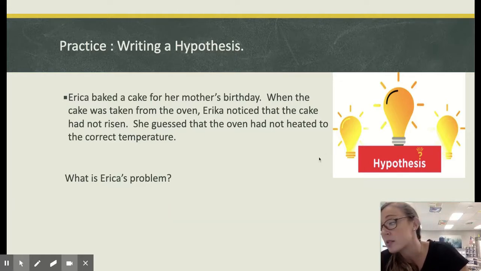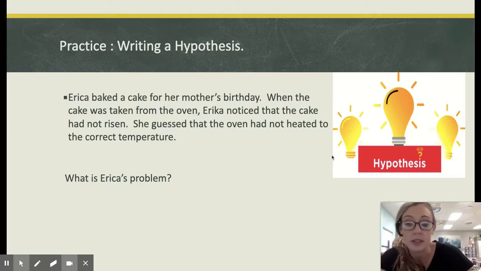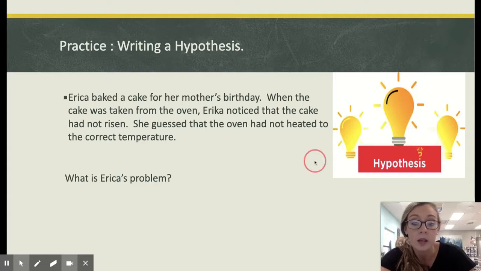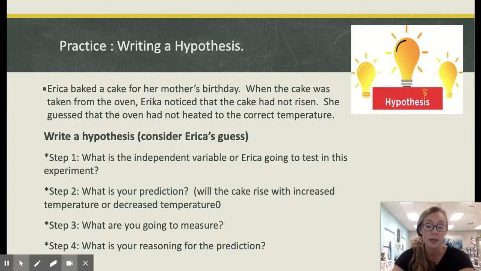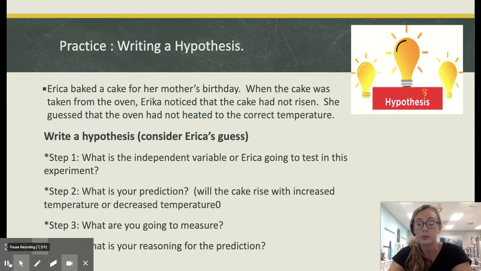Now, we also have to write a hypothesis from our problem. So step 1 is, what is the independent variable for Erica going to be? So what is she testing in this experiment, okay? So her independent variable is the temperature, okay? Because we have not heated the oven to the correct temperature.